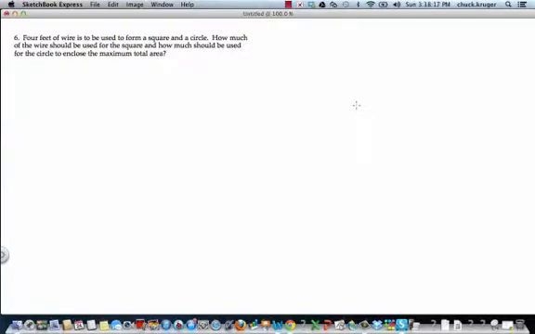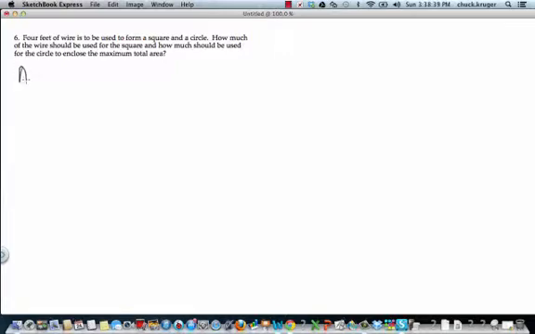Alright, this is the last problem on 3.7 optimization problems. What we have is 4 feet of wire is to be used to form a circle and a square. How much of the wire should be used for the square and how much should be used for the circle to get a maximum area? So we want to maximize this area.